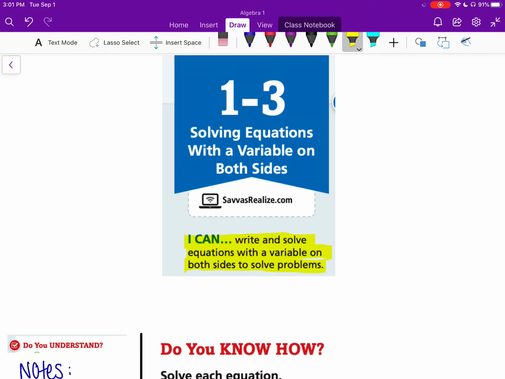If you are unable or do not have your student companion, you should be writing this on a blank sheet of paper, title your section 1.3, and write your I can statement. Pause and come back.